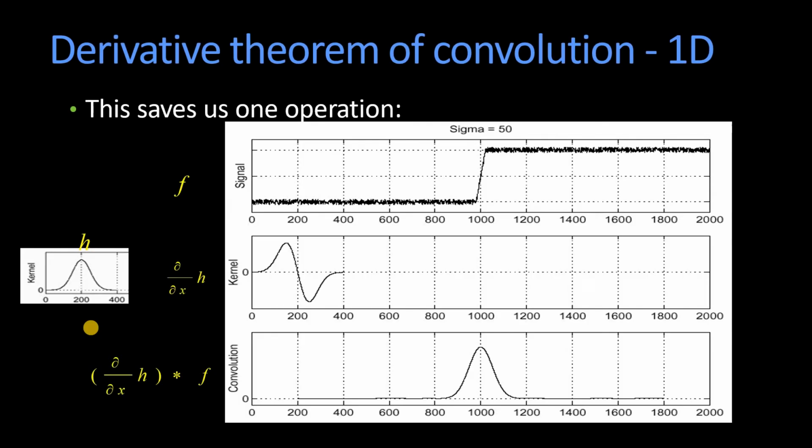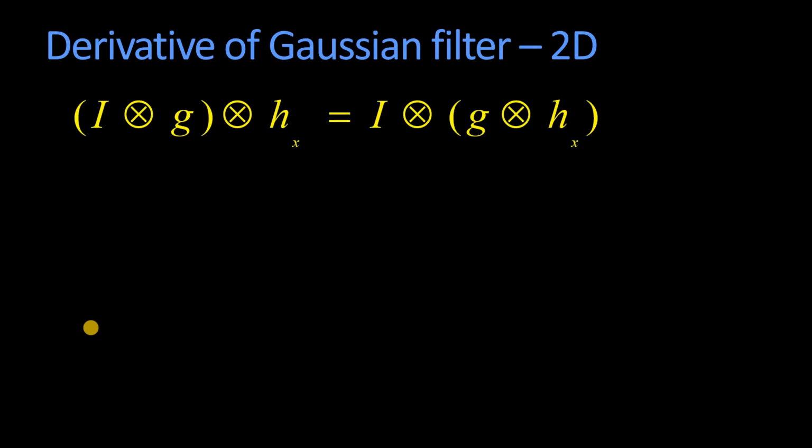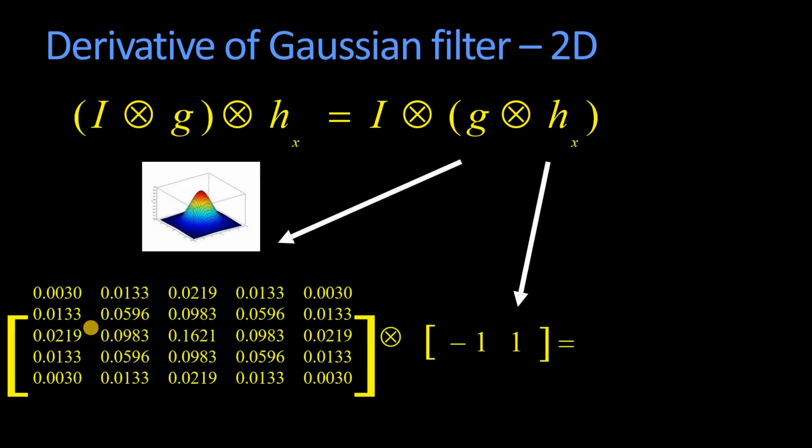So this is the theory. This is just the summary. The derivative theorem for convolution. This is a representation in one dimension. So this saves us a lot of energy. And here you see the derivative that's applied.